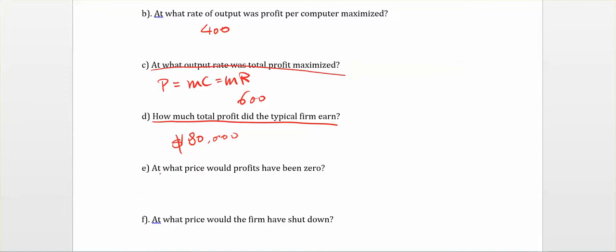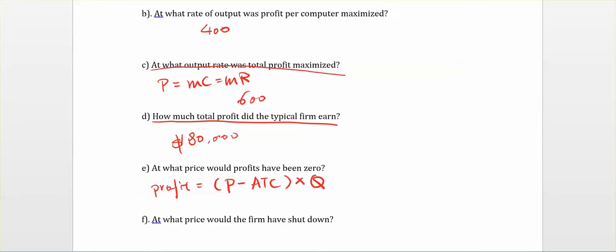The next question, at what price would the profit have been 0? In order to answer this question, we need to use another formula to calculate the profit. The profit equals the price minus average total cost, times the output. You can find this formula in your textbook, and you need to get familiar with it. Normally we use another formula, that is revenue minus total cost. But with this formula, we can very easily answer this question.